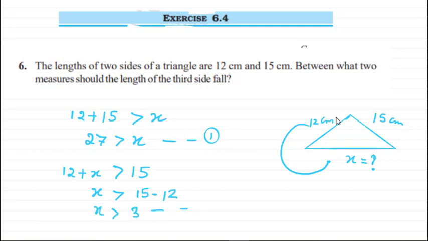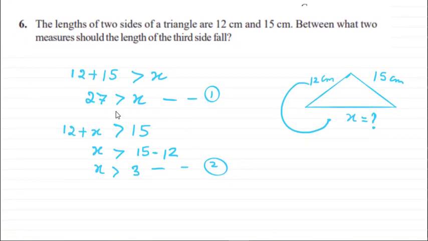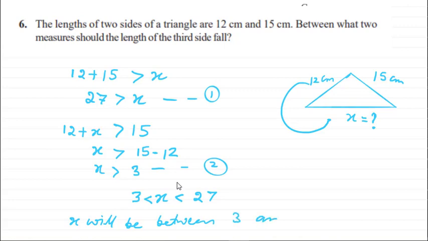So here you can see, from equation number 1 and 2, what can you say, that in the first equation x is less than 27, but x is greater than 3. So here you can limit the values of x: x will be greater than 3 and less than 27. So you can say x will be between 3 and 27. So between 3 and 27 it can have any value.